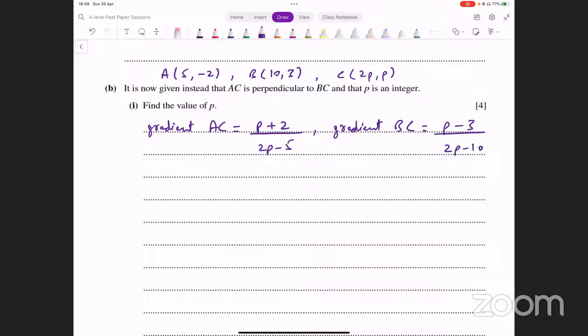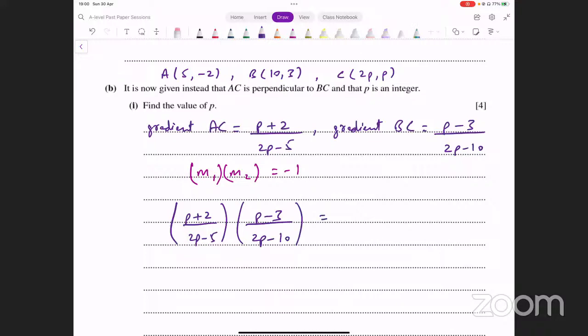ठीक है. ये दो gradients हैं, एक दूसरे के negative reciprocal होने चाहिए. तो हम क्या करेंगे? हम या तो ये कर सकते हैं कि एक का negative reciprocal ले लें और उसको दूसरे से equate कर दें. The other idea is you use that equation that you have, M1 into M2. This should equal -1. इन दोनों को multiply करें, -1 से equate कर दें. So P plus 2 over 2P minus 5 this should equal P minus 3 divided by 2P minus 10. And this equals -1.